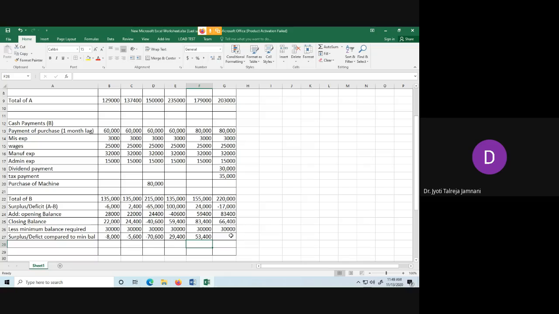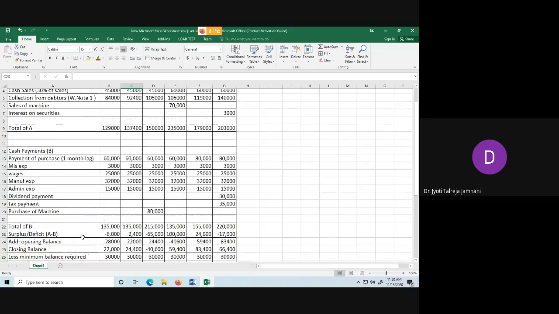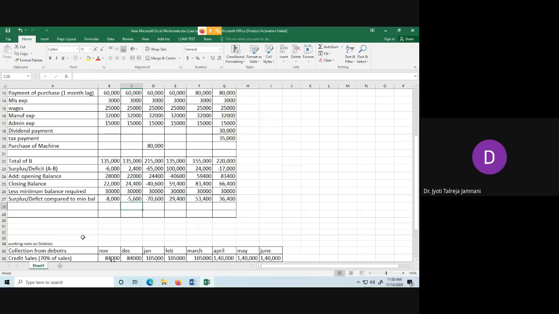So in the last 3 months, usually you're not going to borrow because you have surplus and you're having money more than the minimum balance. But the first 3 months there was deficit. So if you're going to borrow in the first 3 months, you can borrow this much amount. So this is how you have to give suggestions. If they don't ask for borrowing and all, you just need to show the amount.